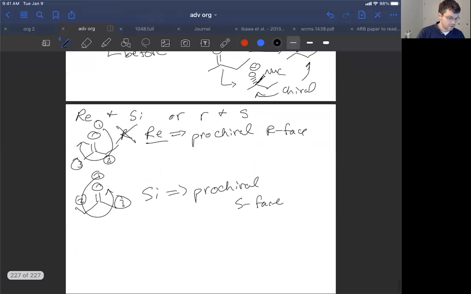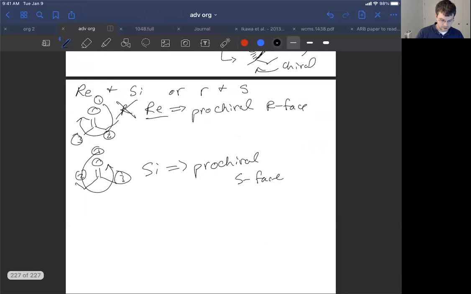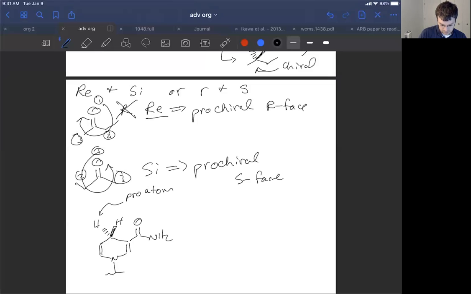Now, similarly, we can have prochiral elements. If we look at our nicotinamide structure, we could say the H that's a wedge and the H that's a dash are both prochiral atoms. For prochiral atoms, we could use the same kind of designation. Let's label the atom as 1. This group gets 2, and then this group gets 3.